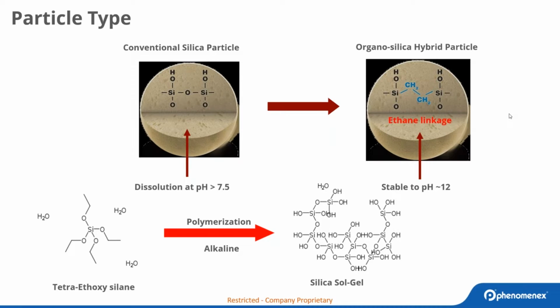To combat that and provide another option as a different particle type, there are hybrid particles that have been invented, right? These are organosilica particles or hybrid particles where the siloxane bridge, which is normally the weak point, has been replaced with an ethane linkage. That ethane linkage is more resistant to pH, right? It doesn't break down during alkaline pH. So you can run them at much higher pH ranges without having to worry about the siloxane bridges breaking down and dissolving the silica.